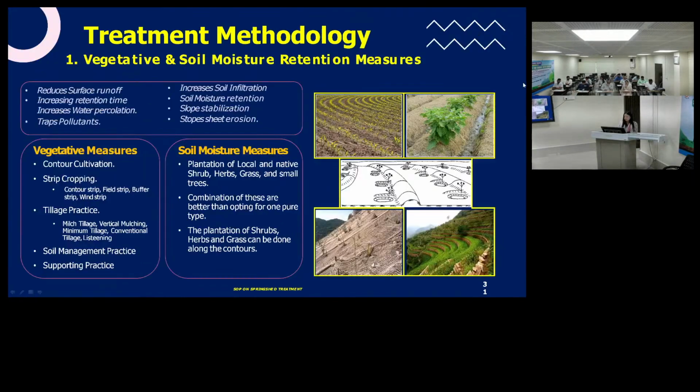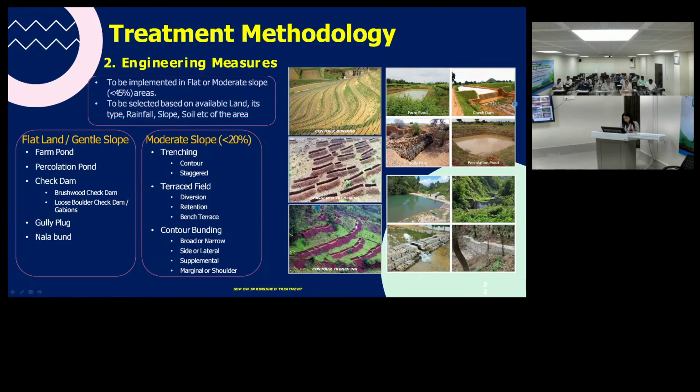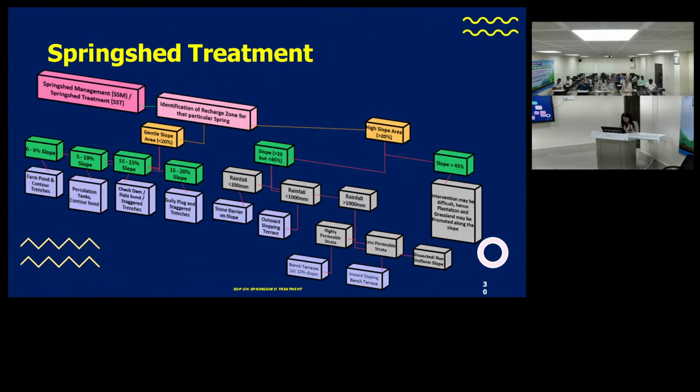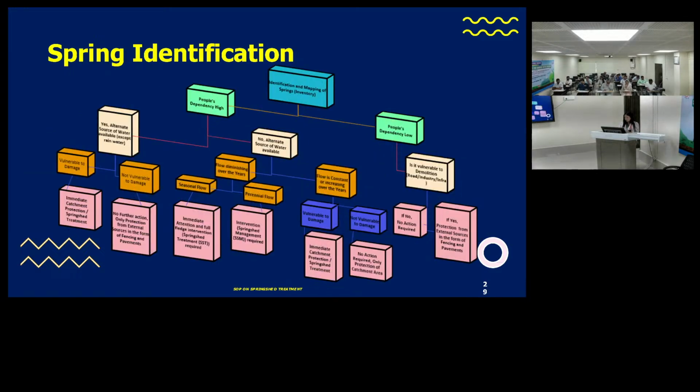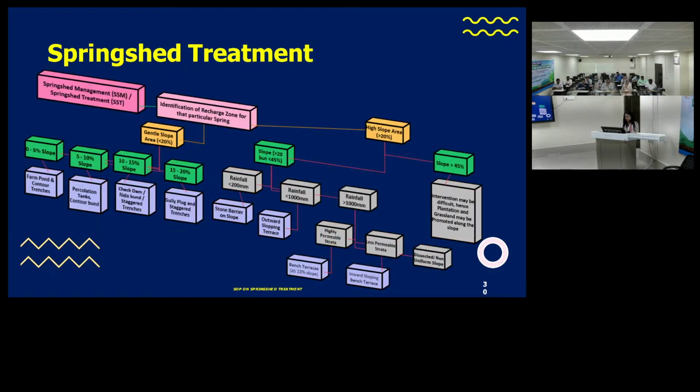Now, after this, next is the springshed treatment. Suppose you want to go forward with the springshed treatment or a springshed intervention in that particular area. So this is the step. Now, springshed management or springshed treatment, you want to go forward with it.